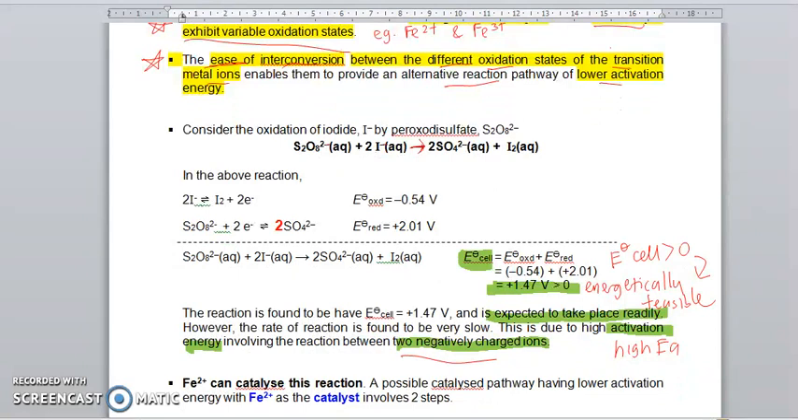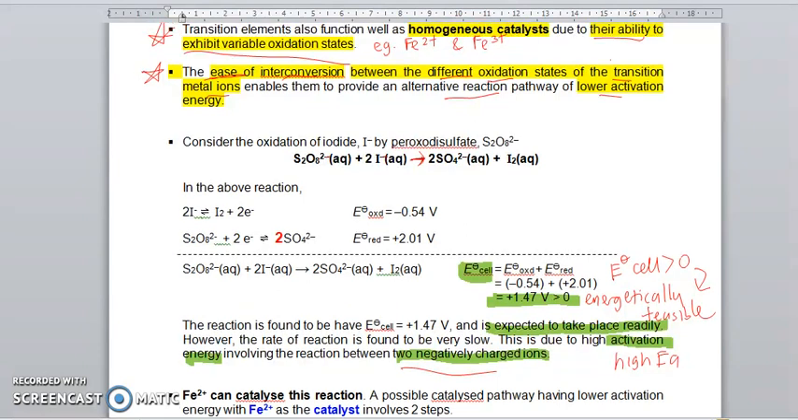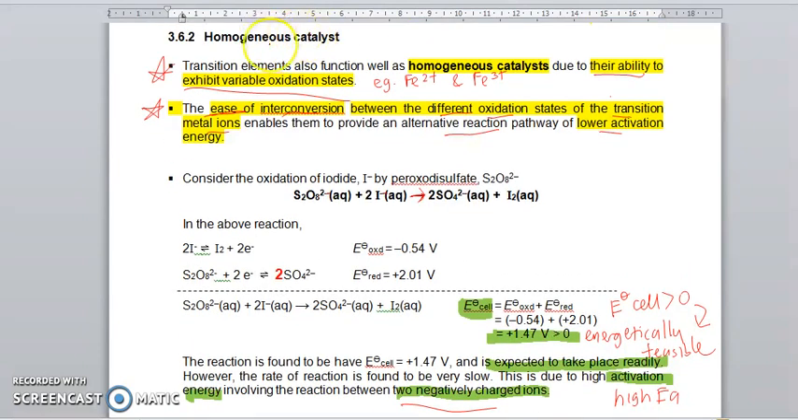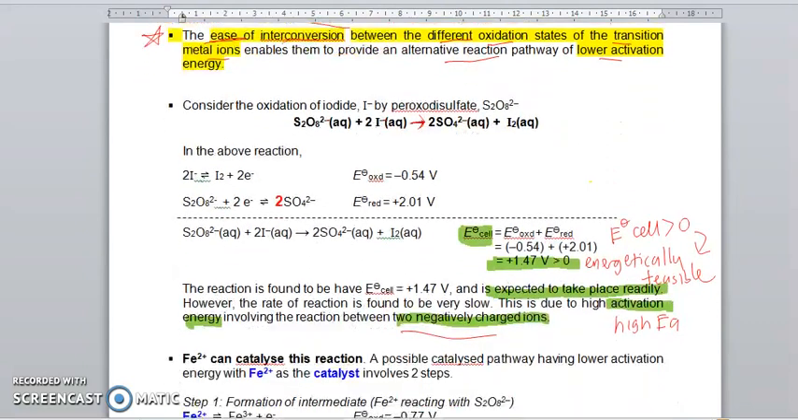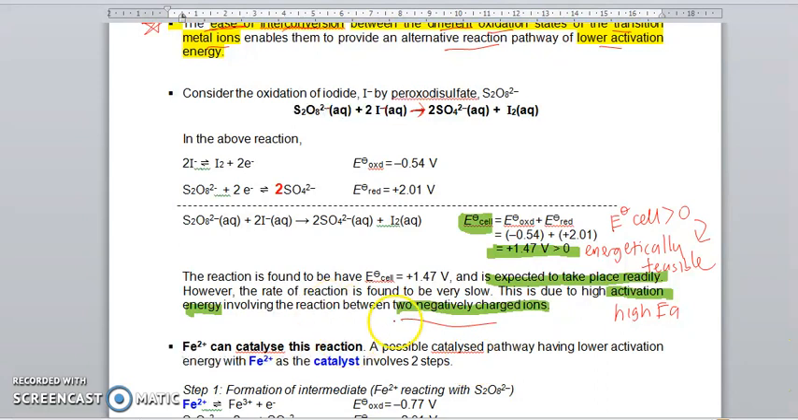So what are you going to do to increase the rate of reaction? You need to throw in a catalyst, of course, because the reaction is very slow due to the repulsion faced by the two negatively charged ions. So who can act as a catalyst? Just now we mentioned that the transition elements that are able to act as homogeneous catalysts is due to the ability to exhibit variable oxidation states and interconvert between them. So Fe2+ could be a possible catalyst.